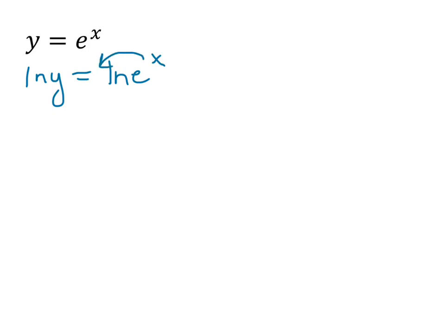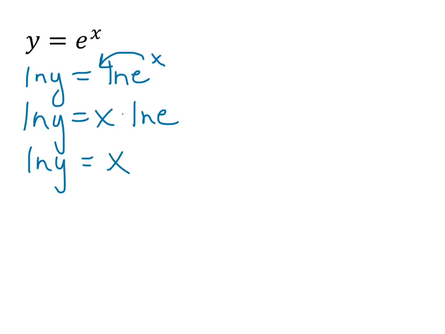The power rule allows you to bring the power down in front of the log, multiplying it by natural log of e. And we know natural log of e is equal to 1. So far we have natural log of y is equal to x times 1, which is equal to x. Okay, next we'll do the derivative with respect to x.